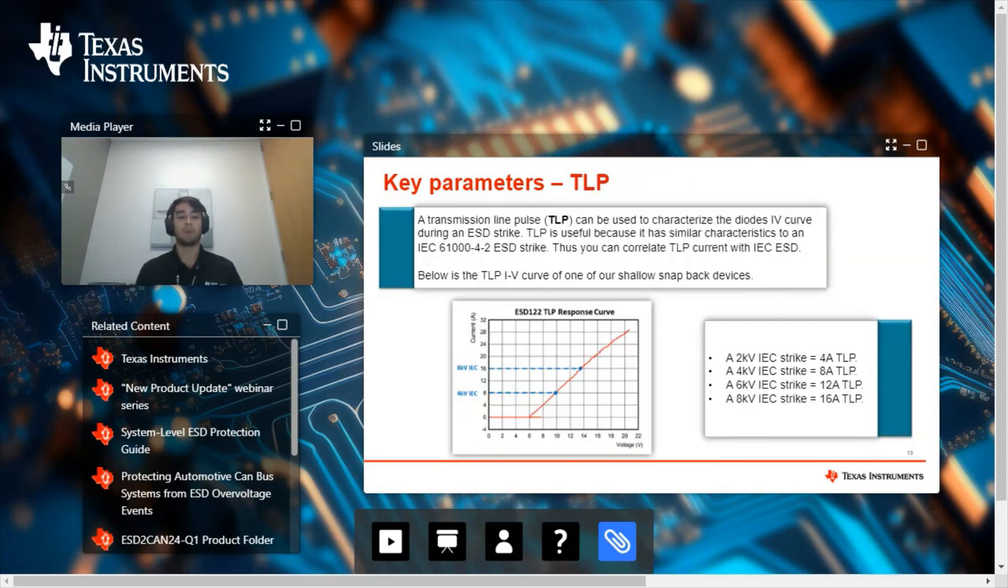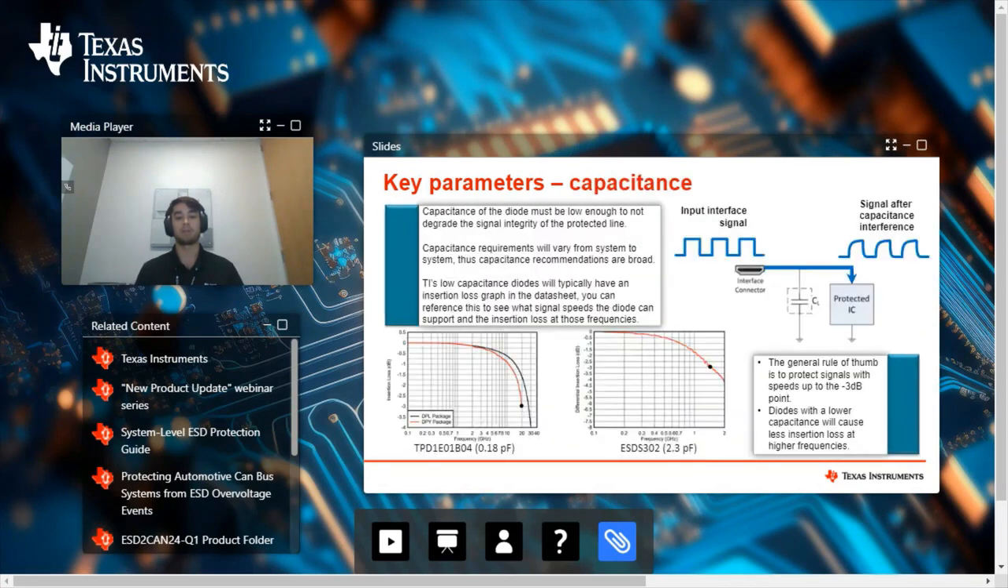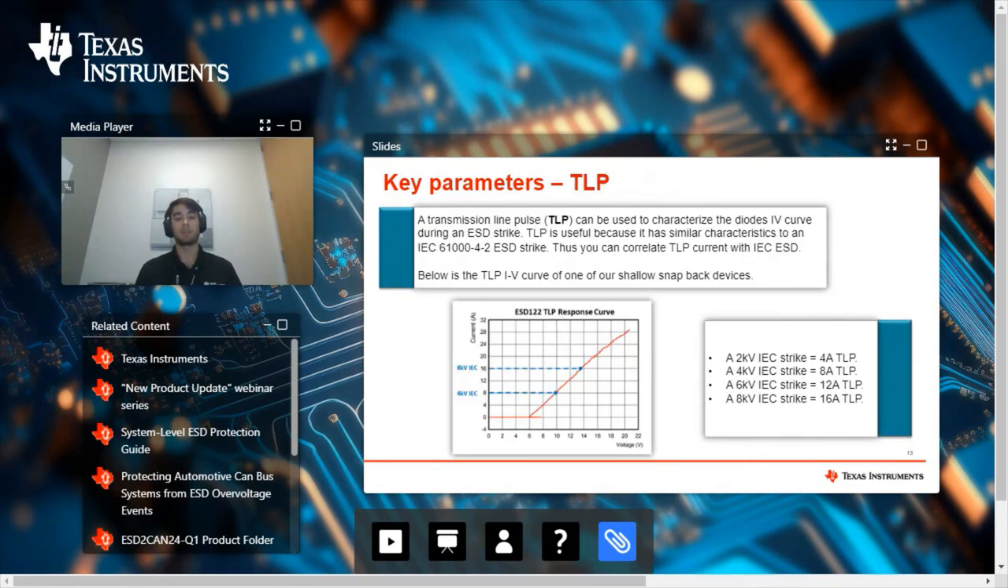And TI's low capacitance diodes are going to typically offer an insertion loss graph in the data sheet, which you can reference to see what signal speeds the diode can support and the insertion loss at those frequencies. The general rule of thumb is to protect signals with speeds up to the -3 dB point. And it's important to note that diodes with a lower capacitance will cause less insertion loss at higher frequencies.